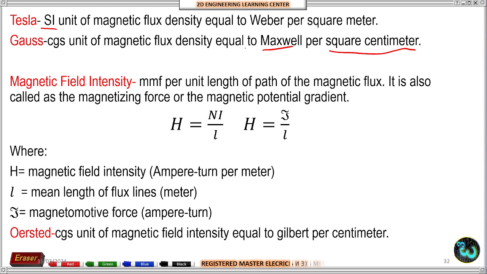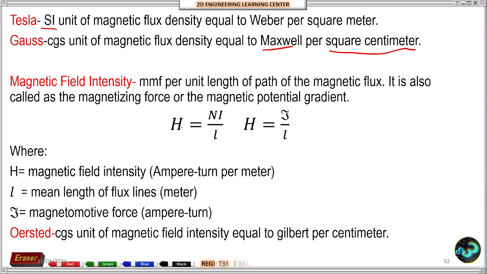Kasi yung Tesla is Weber per square meter. Yung Gauss is Maxwell per square centimeter. Then we have magnetic field intensity. So that is the MMF or the magnetomotive force per unit length of path of the magnetic flux.